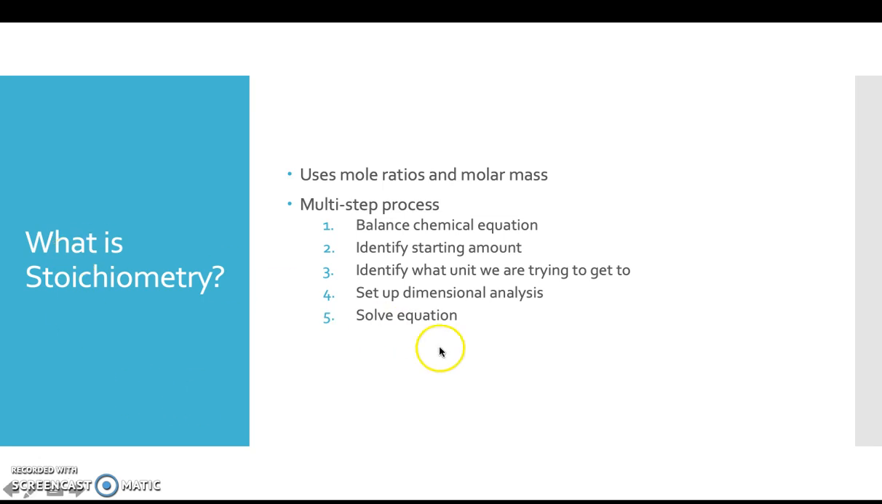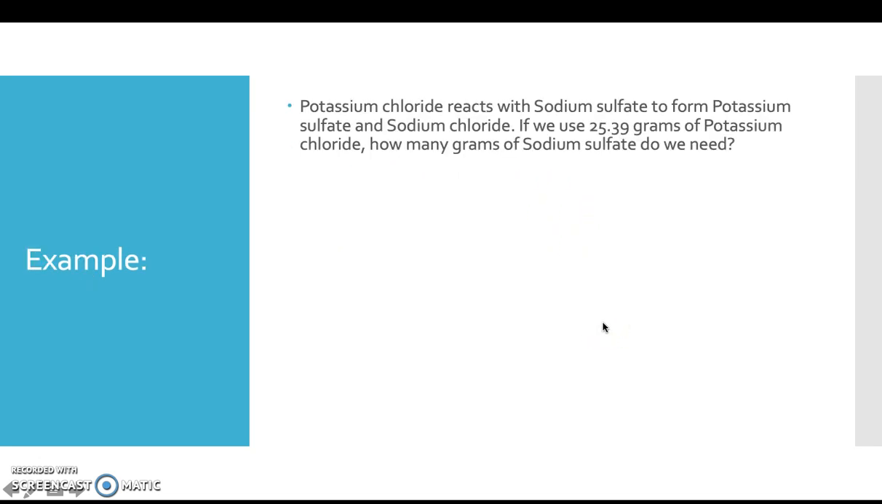Dimensional analysis we've already talked about. The unit we're trying to get to is in the problem. Starting amounts are in the problem. Balancing the chemical equation we've already talked about. So let's look at an example. This one says potassium chloride reacts with sodium sulfate to form potassium sulfate and sodium chloride. If we use 25.39 grams of potassium chloride, how many grams of sodium sulfate do we need?